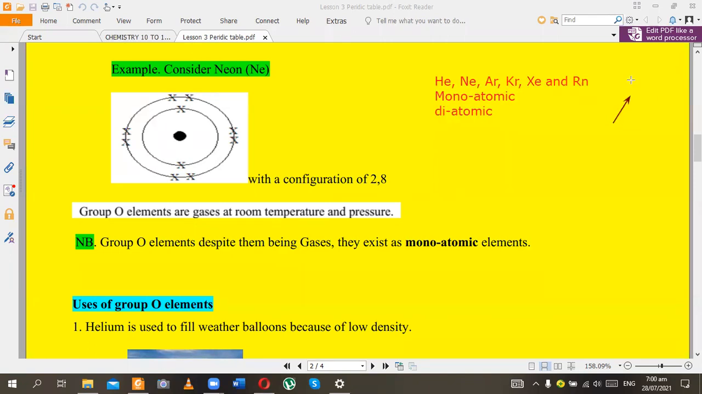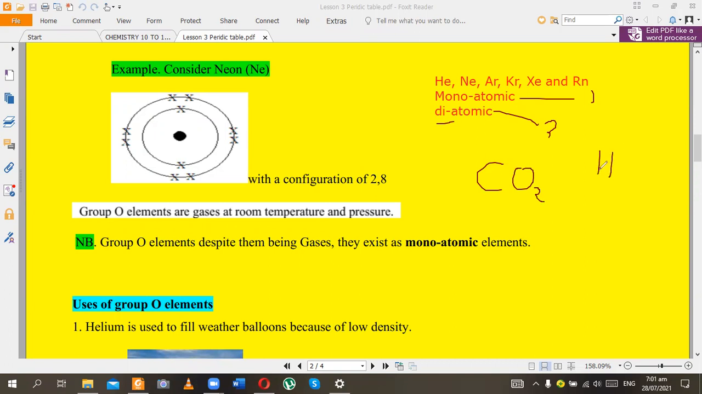Now, what am I talking about? So you see, these ones here are very, very important. When you say mono, mono is a prefix that we use to denote the word one. So mono means one, and di means two, like carbon dioxide: carbon one, and oxide two, CO2.